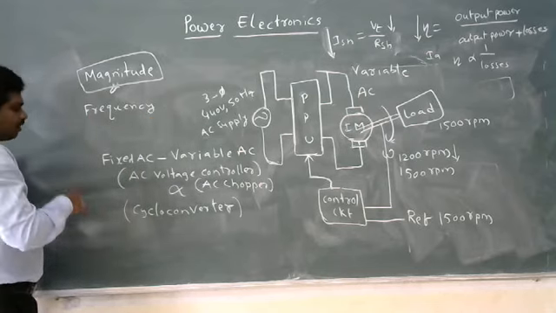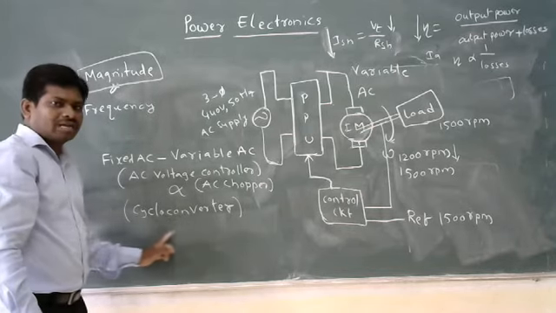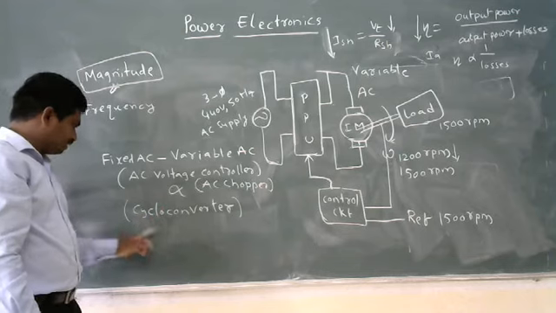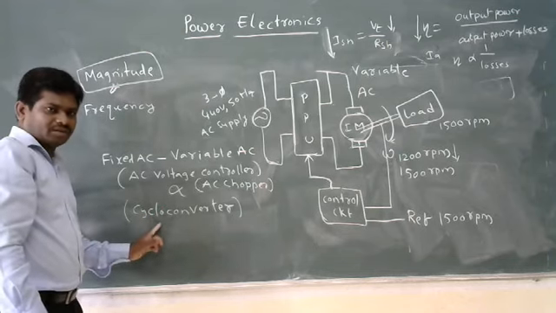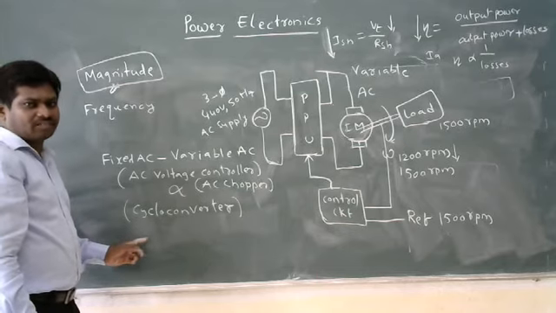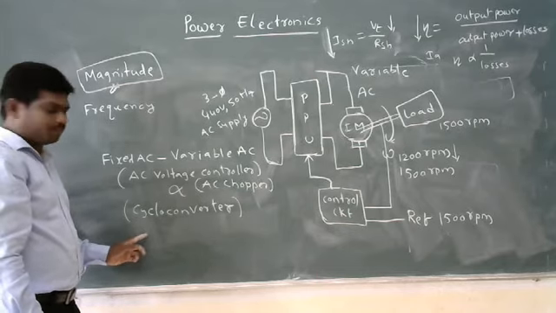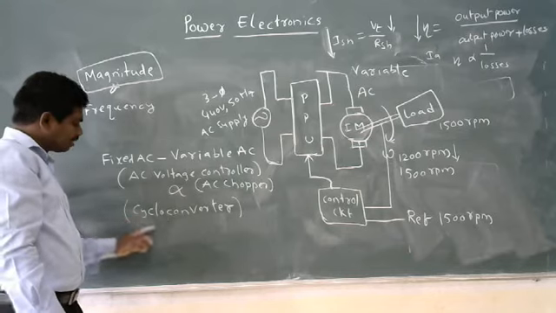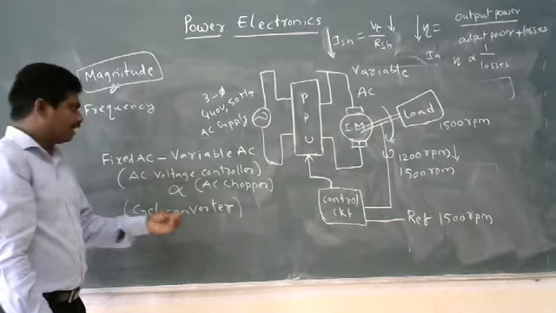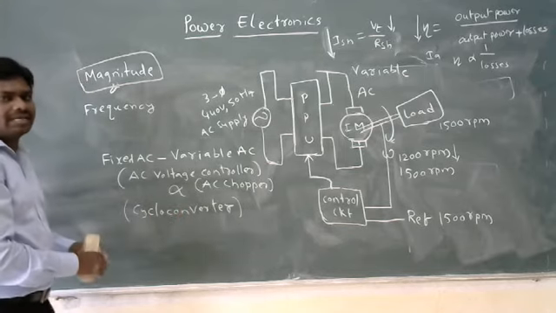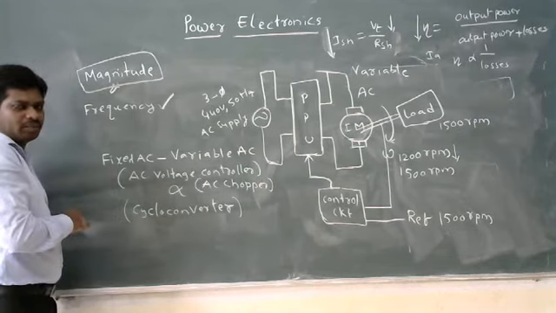For that, we are going to use the cycloconverter. Cycloconverter, the name itself suggests something. Look at this. Cycles. What do you mean by frequency? Frequency is defined as the number of cycles per time. Means what? Cycles are going to be changing. Increasing the number of cycles, reducing the number of cycles. Means the x-axis is going to be changing. That means frequency is going to be changing.